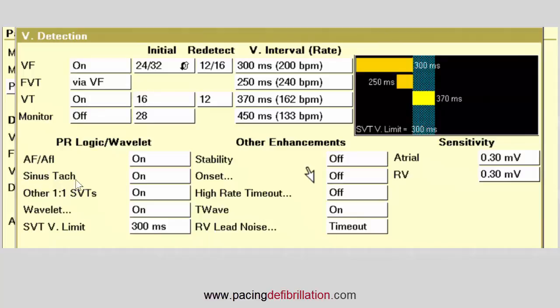The functioning of the sinus tach feature is quite complex and will be explained through a typical example. The other one-to-one SVTs feature has been designed to discriminate between ventricular tachycardia and supraventricular tachycardia like junctional tachycardia, where the atrial and ventricular events are more or less simultaneous.